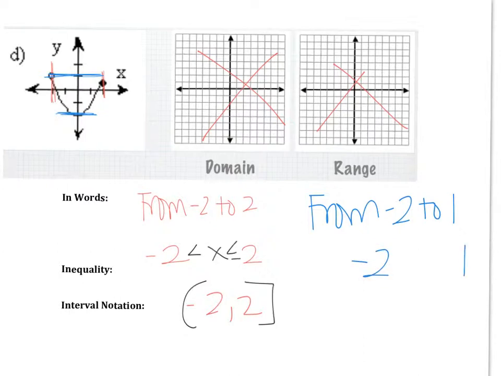So we need to look at the points. -2 is a point on the graph. You don't see an open point at all, so that's going to be included. So it's less than or equal to y. That will be a bracket. The 1 is an open point, so that's going to be less than, and it's going to be the parenthesis.